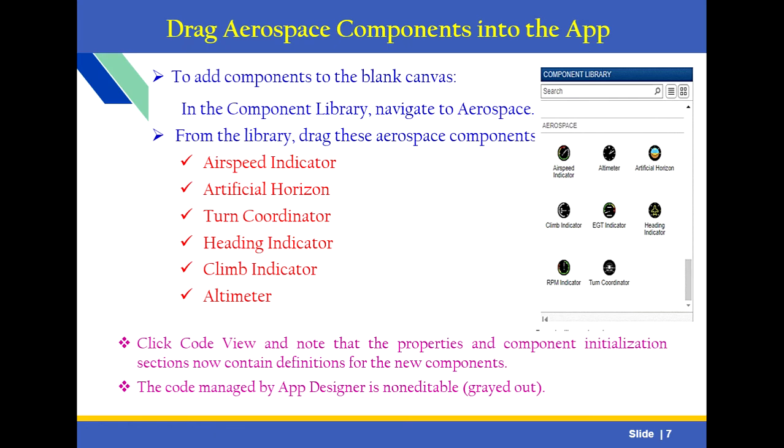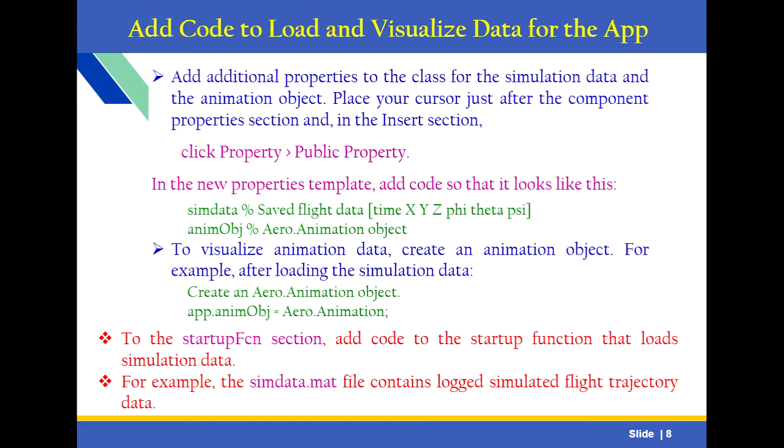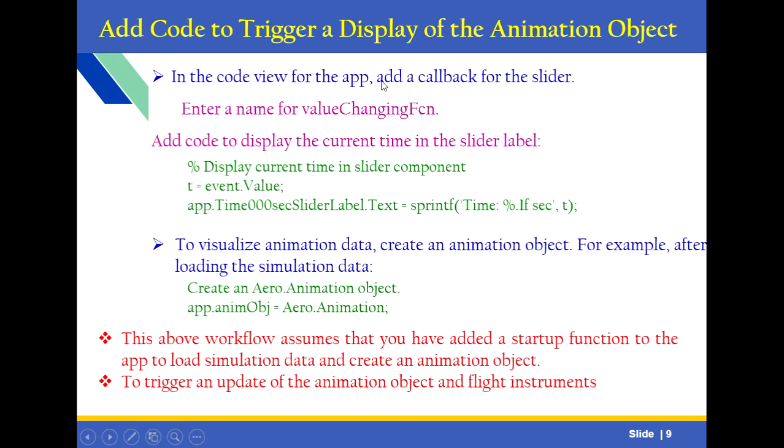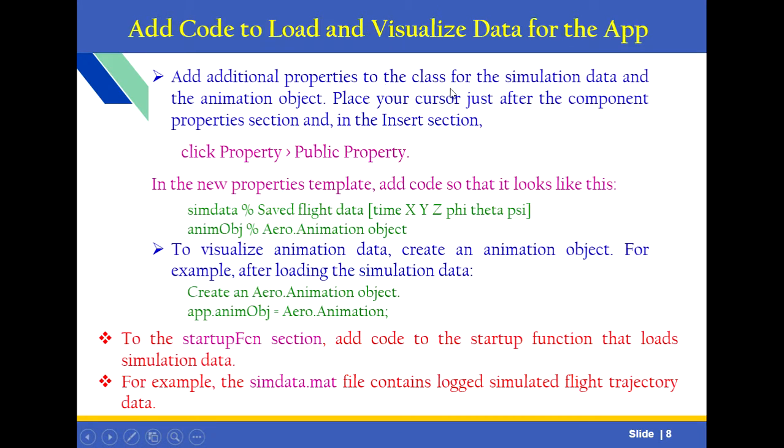Next is the option to add code to load. First you have to add the code to load and visualize the data for this application. Here, add additional properties to the class for simulation data and the animation project. Here you have to click Property, and select Public Property. In this new properties template, add code so that it looks like this. This is the code you have to add. Then if you want to visualize your animation data, just type the MATLAB function.